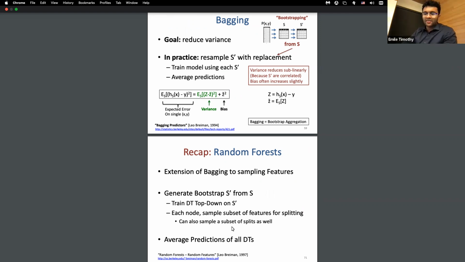And then you can extend bagging to sampling features, where the idea is you generate a bootstrap S prime from S, and then you train a decision tree top down on S prime. So for every node, you sample a subset of features for splitting, and then you can also sample a subset of splits as well. And then you average predictions across all your decision trees.